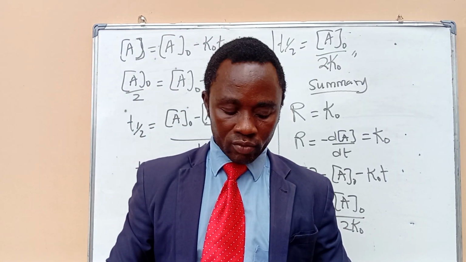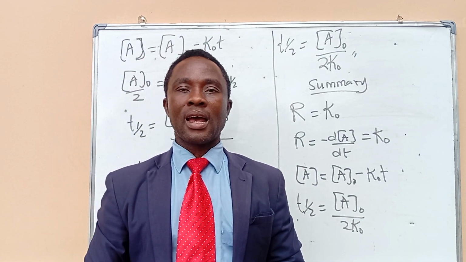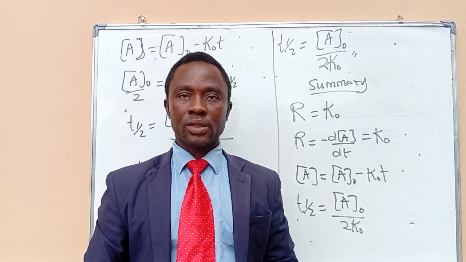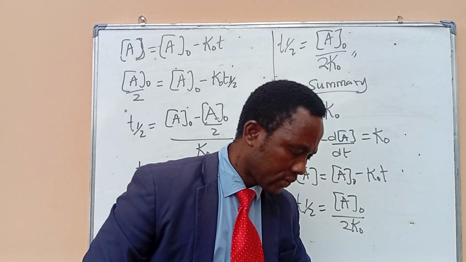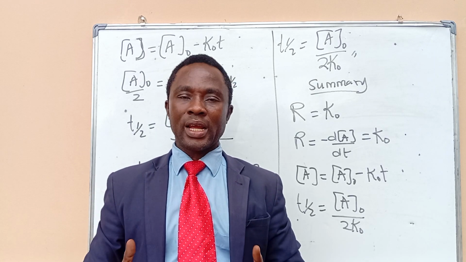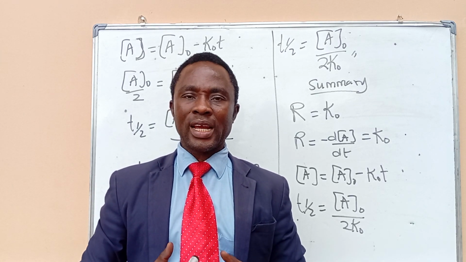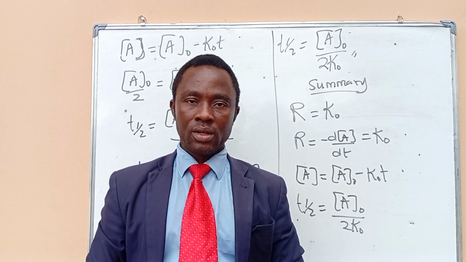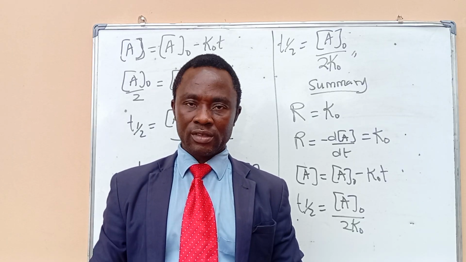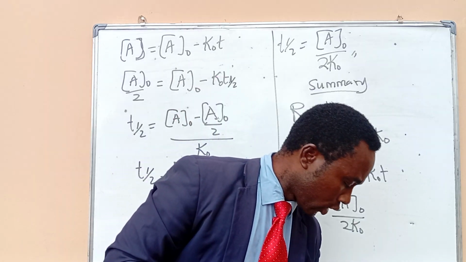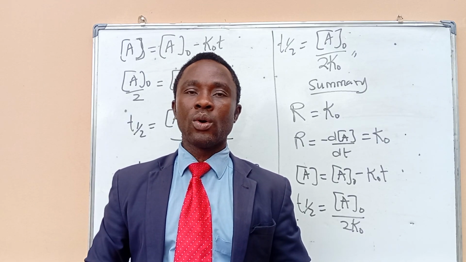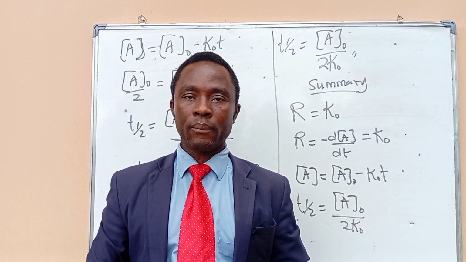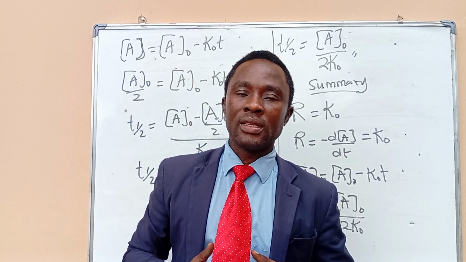What are examples of reactions that are zero order reactions? A typical example is enzyme catalyzed reactions at saturation. When the enzyme is saturated, it is a zero order reaction. We also know that photochemical reactions are zero order reactions.